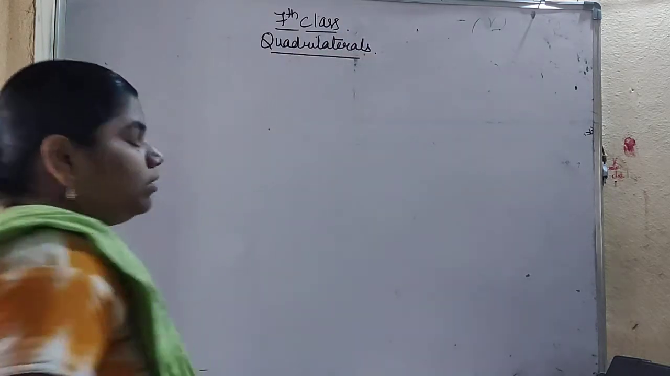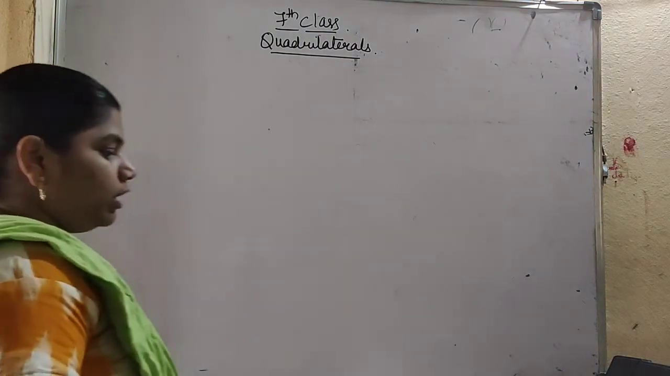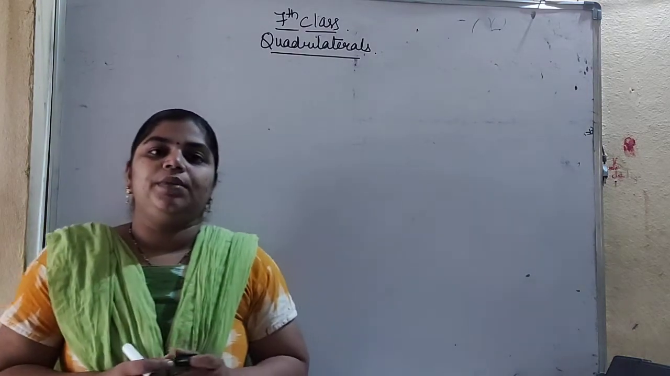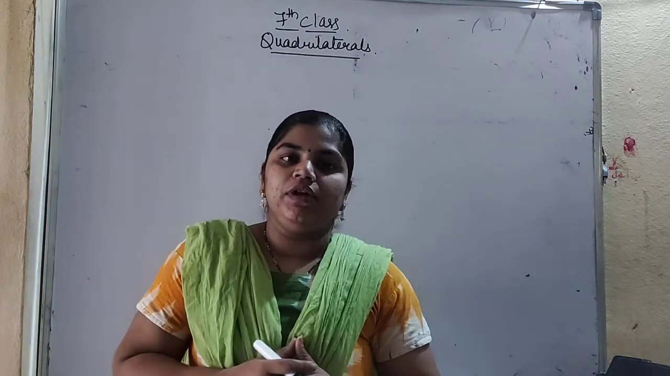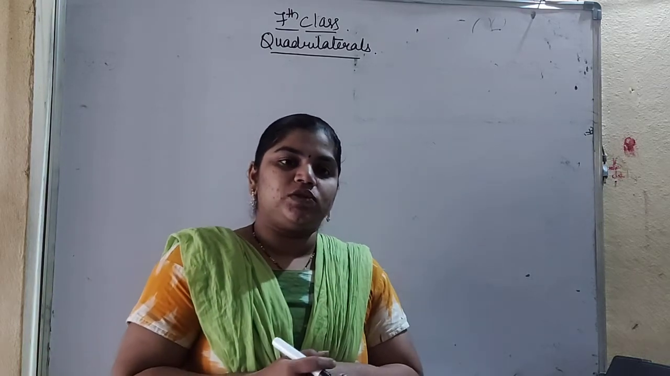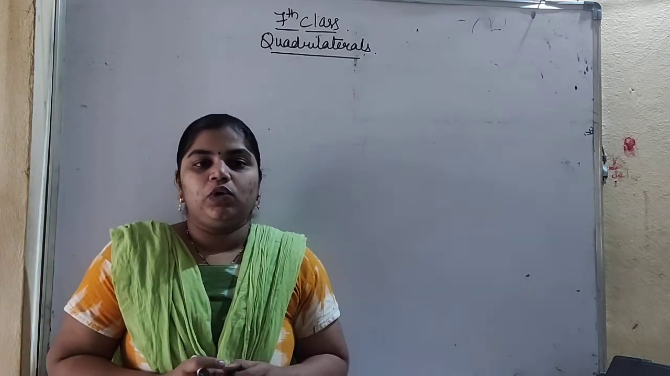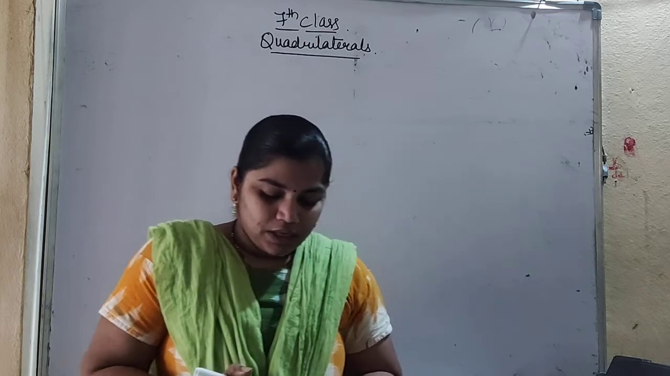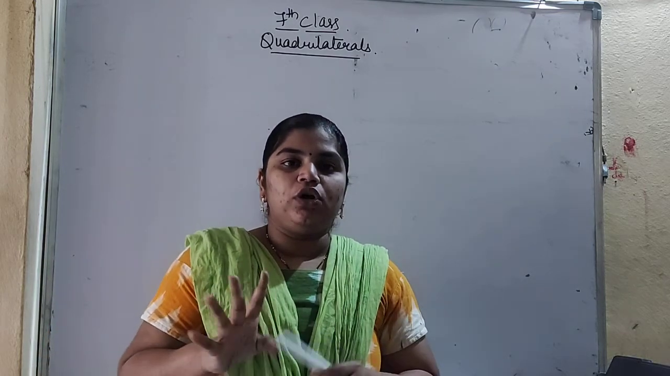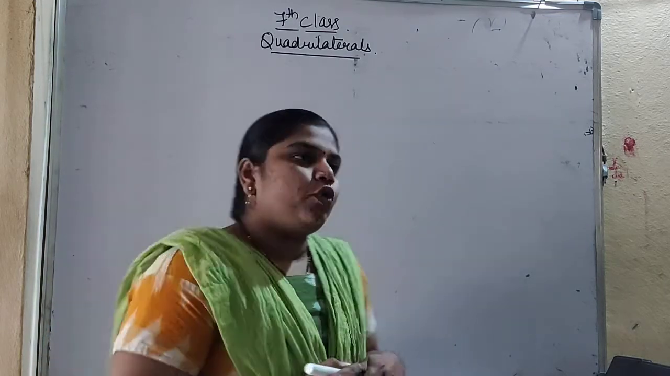So what is the chapter? Quadrilateral. What do you mean by a quadrilateral? Quadrilateral is nothing but a closed figure having 4 line segments. We will call it a quadrilateral.